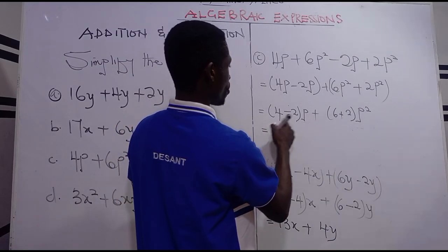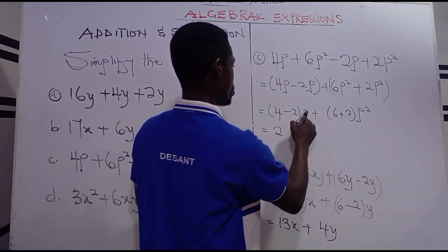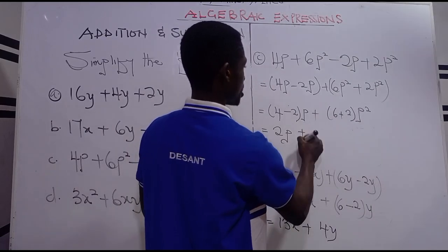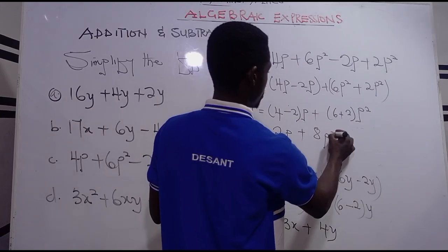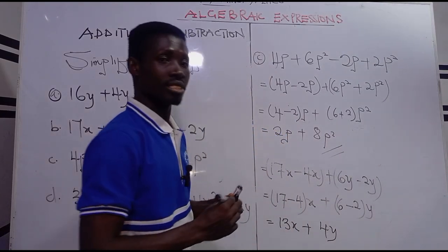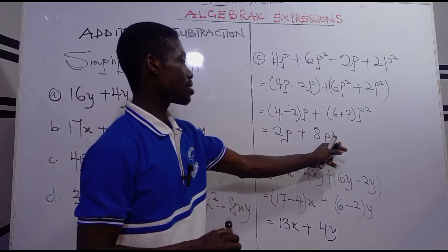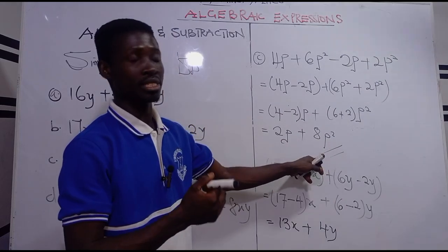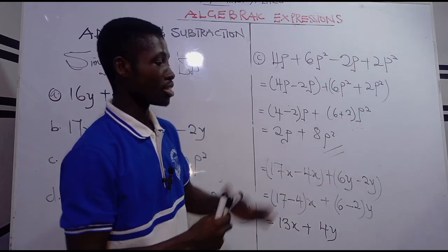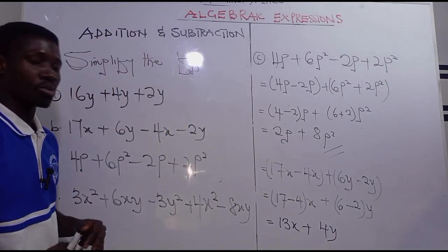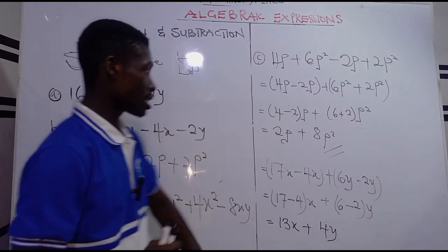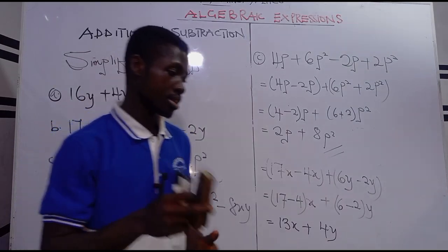So we have 4 minus 2 will give us 2, and then p. 6 plus 2 give us what? 8, and then what? P squared. We are done simplifying. Now p and p squared are unlike terms, therefore we can't add them together. So we leave our answer in this way. Try your hands on example D. I'm going to give you some tutorial set questions, and then you write them down.